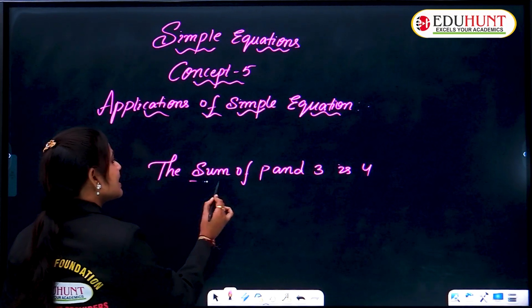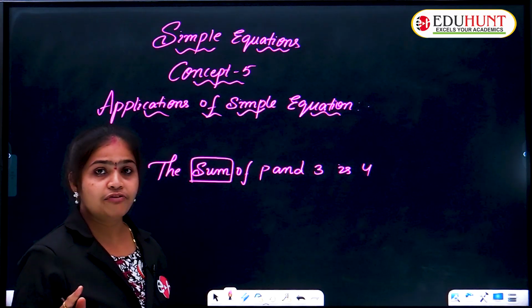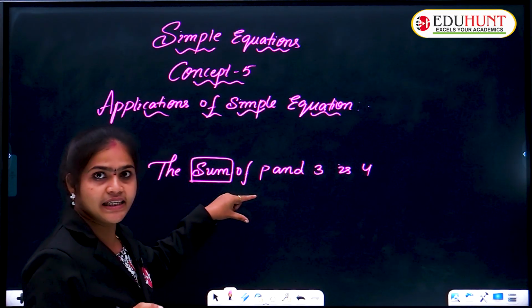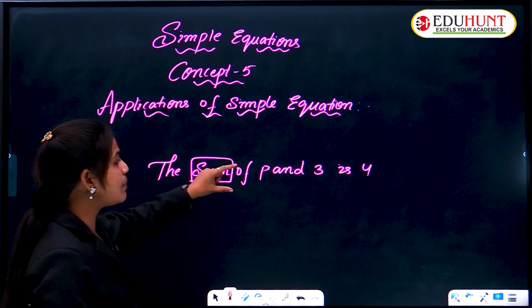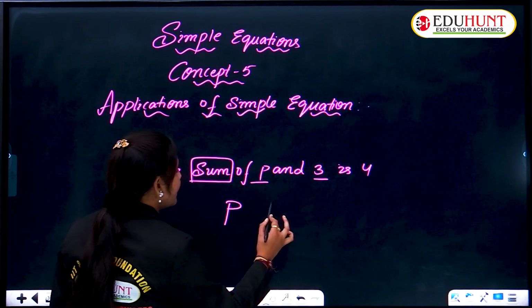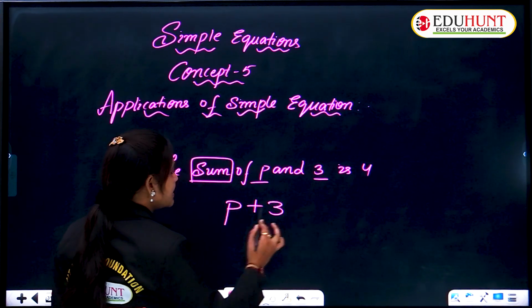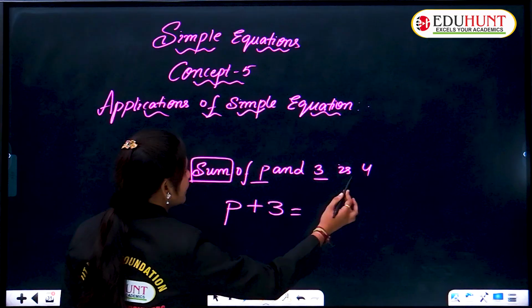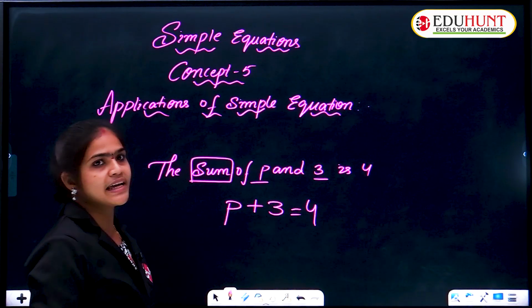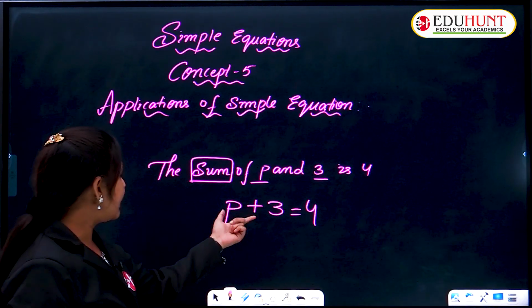Actually here what they are saying is sum. Sum is related to addition. First, read the sentence properly. The sum of P and 3. Here two values are given, one is P and another one is 3. The sum of these two quantities is equal to 4, that's what they are saying here. Understood? Everyone should learn like this.